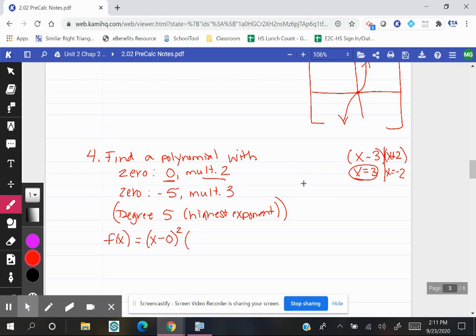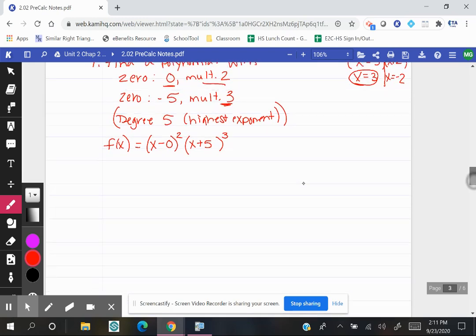Then I want another 0 at -5. So if I want the 0 to be -5, what would the factor have to be? The factor would have to have the opposite sign of x plus 5, and we want a multiplicity of 3, so that would be raised to the third power. So that is the hardest part, I'd say. The rest is long, but a little more tedious. So we're going to now just simplify this down and FOIL it all out so we get a nice polynomial.